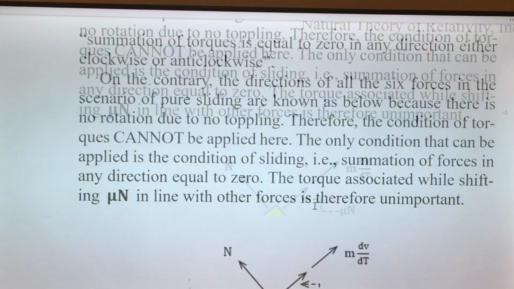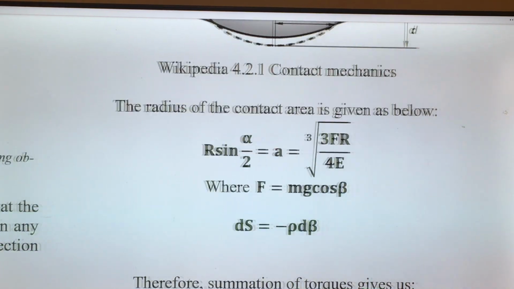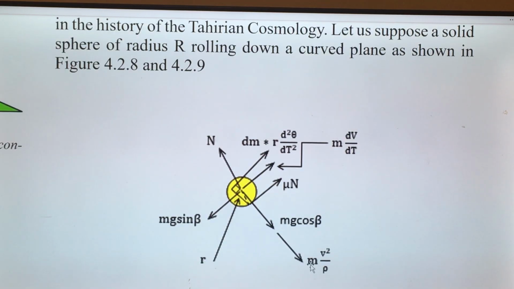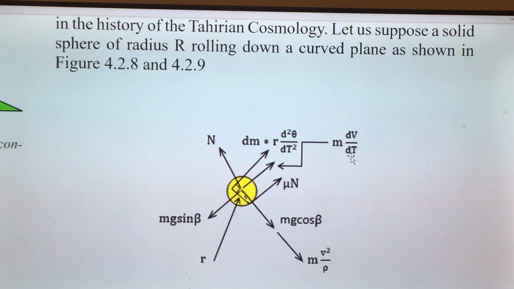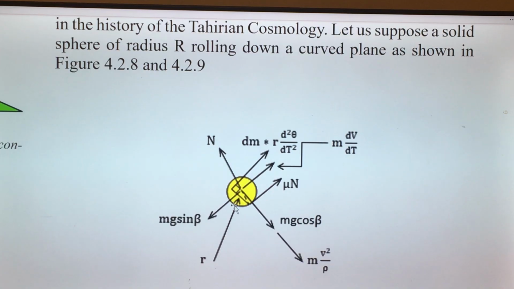Okay, so this force I was talking about, mv square over rho and mdv over dt. The Tahirian centrifugal force of the binary star systems breaks up when it comes to physics, because this is touching some inclined plane and the inclined plane is touching the surface of a planet, suppose Earth or Mars. If the experiment is done on Mars, then it's Mars. If it's done on Earth, it's Earth. If it's done on some other planets, then it's the planet. So the centrifugal force breaks up into mdv over dt and mv square over rho.